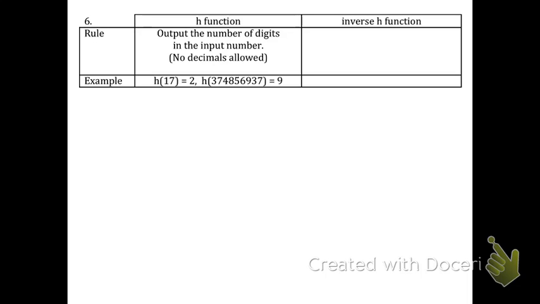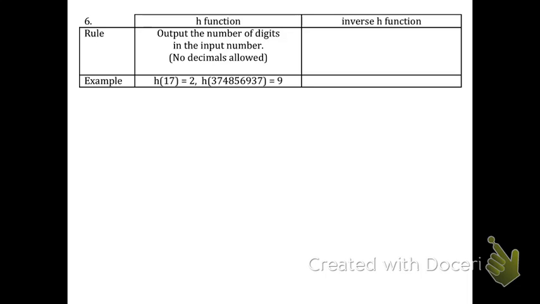Okay, next trying to figure out the inverse h function. And I see that the h function counts how many digits are in a number. For example, the number 17 has 2 digits. Some other numbers that have 2 digits would be 99 or 56 or 47. All of those are going to output a 2 from the h function.